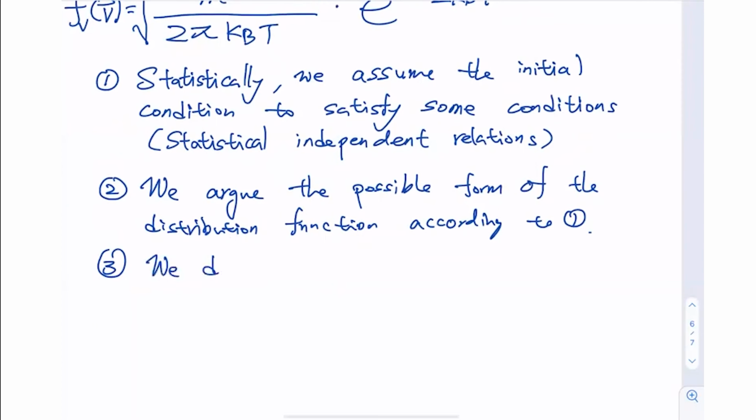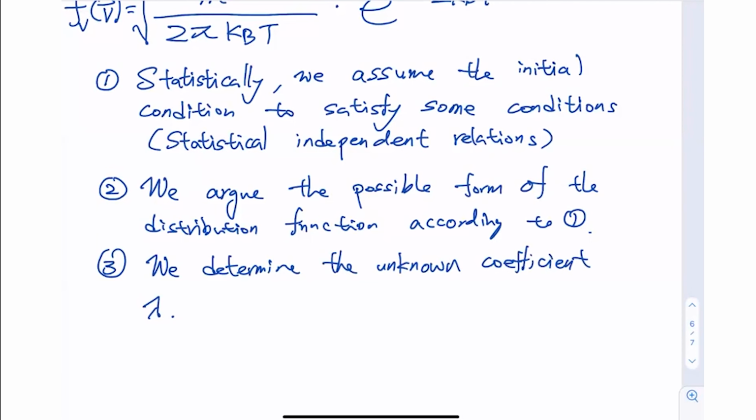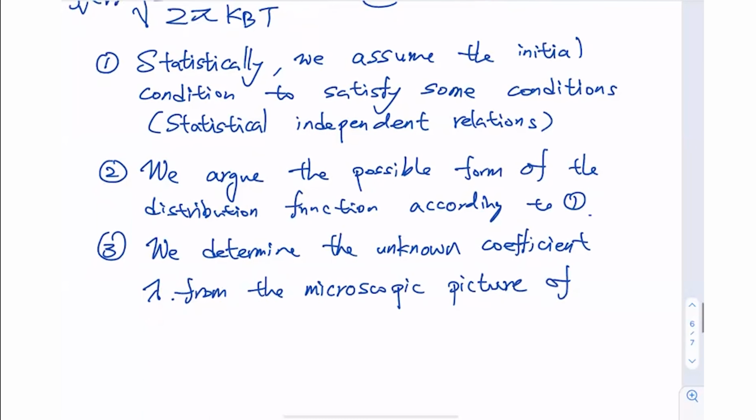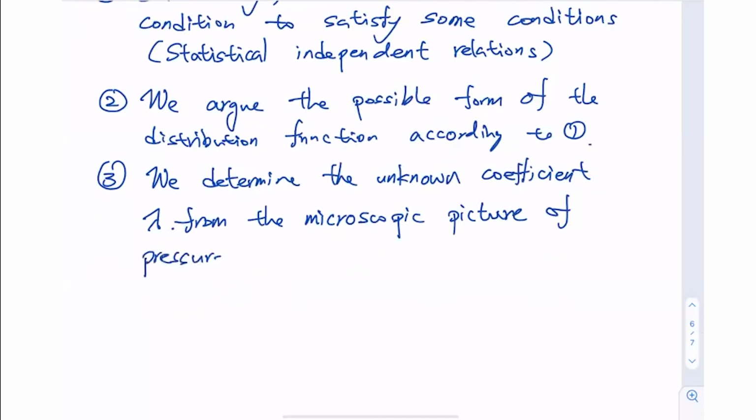Then we determine the unknown coefficient lambda from the microscopic picture of pressure and related with the ideal gas equation.